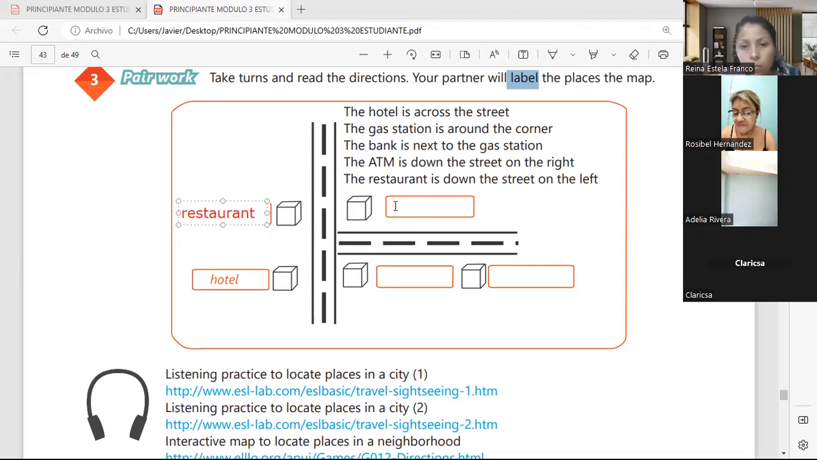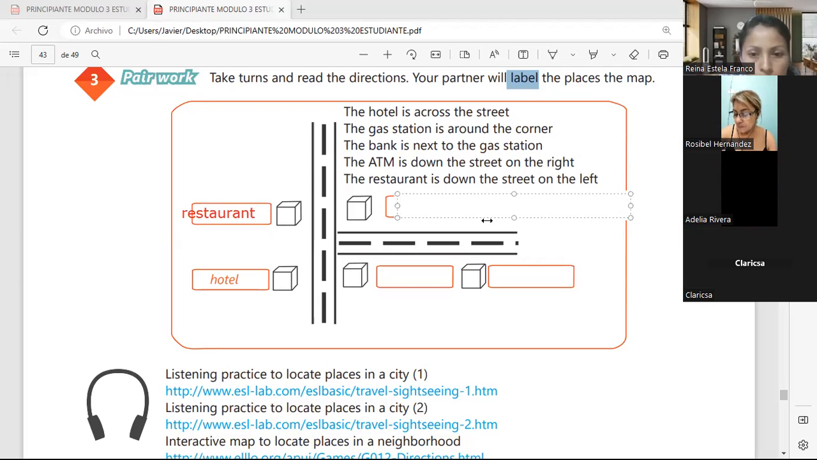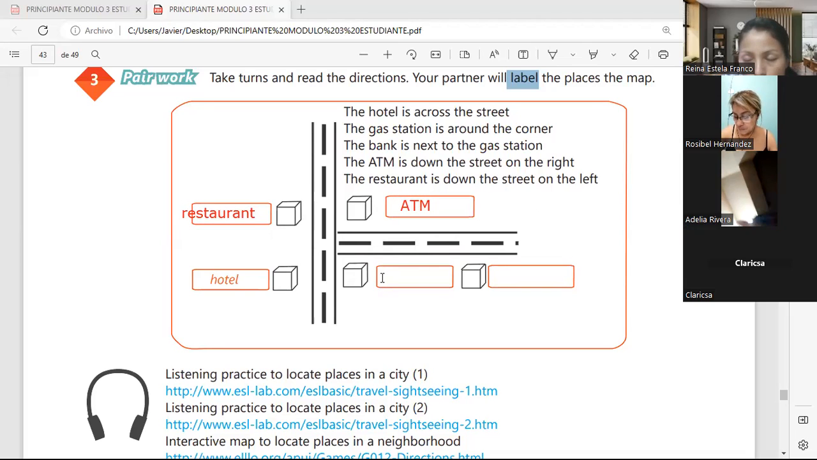And now, what is this? ATM. The ATM, my goodness. The automatic teller machine. Cajero automático, right? Teller es cajero. Automatic teller machine. Thank you.